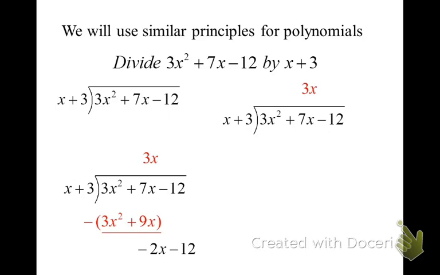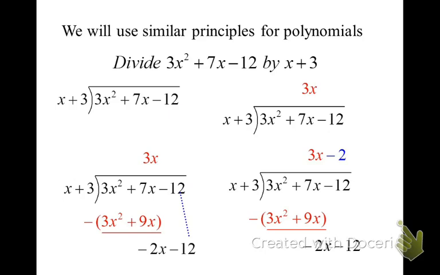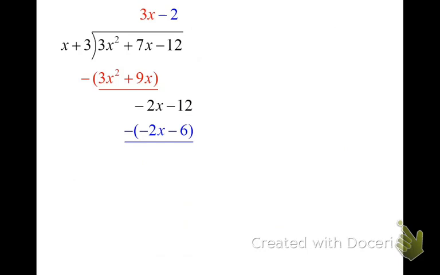And then we follow the steps over again. We're going to look at the negative 2x now. And we're going to say, what times x equals negative 2x? Well, negative 2 times x equals negative 2x. So I'm going to put that negative 2 up there, and I'm going to say negative 2 times x is negative 2x, and then negative 2 times positive 3 equals negative 6.